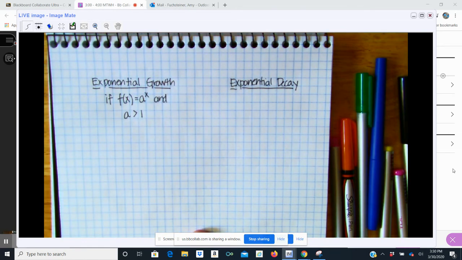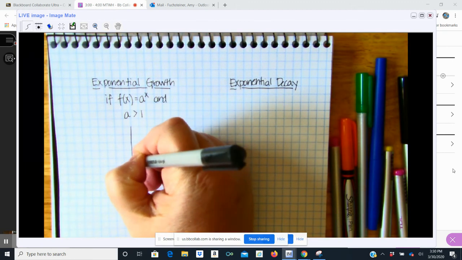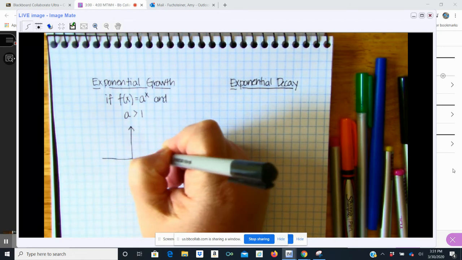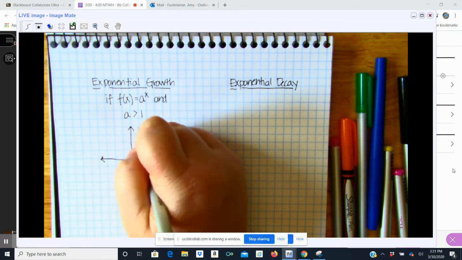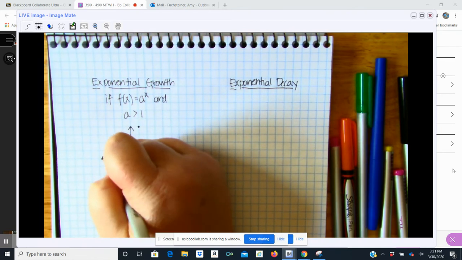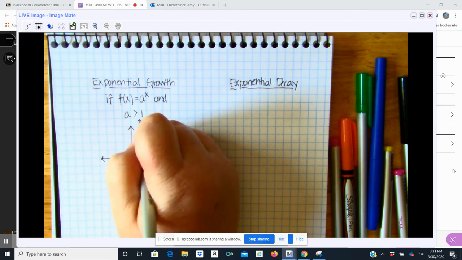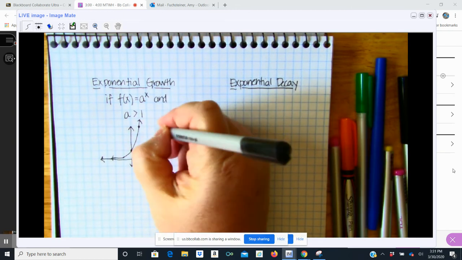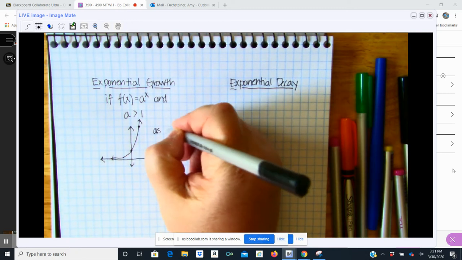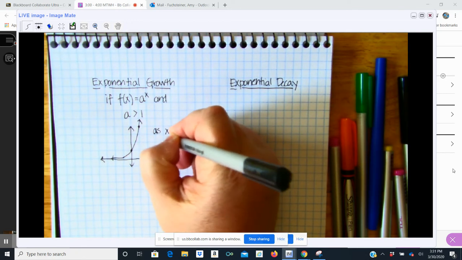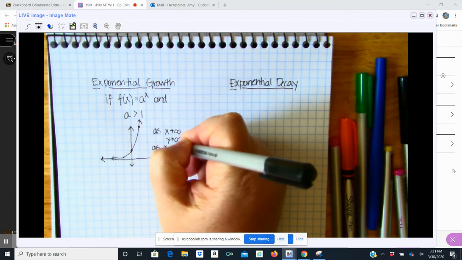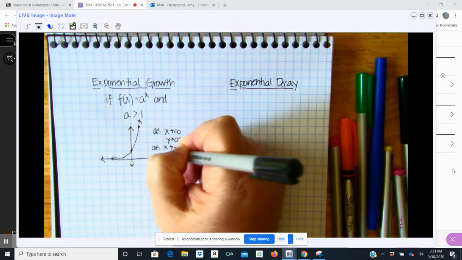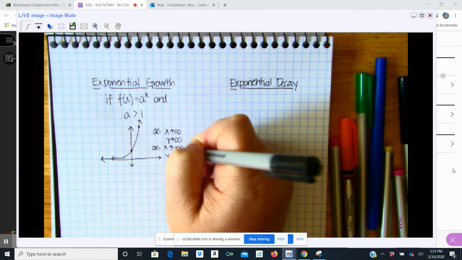If f of x is equal to a to the x, and your a is greater than or equal to 1, then you will experience exponential growth. That is, end behaviors. As x goes into infinity, y will also go into infinity. And as x goes to negative infinity, y will approach 0 from the top.